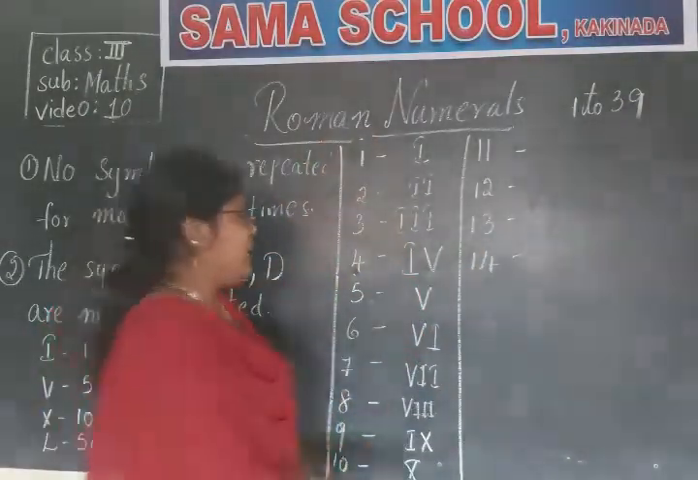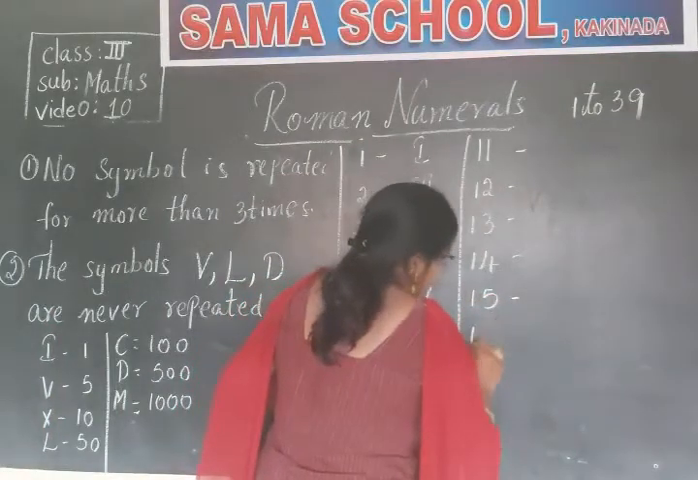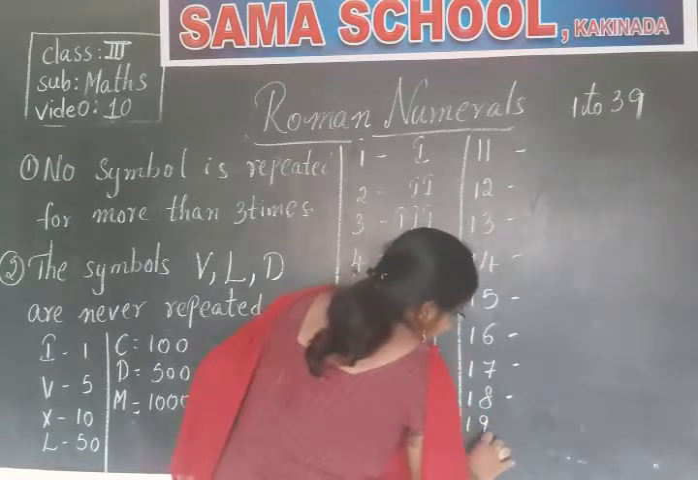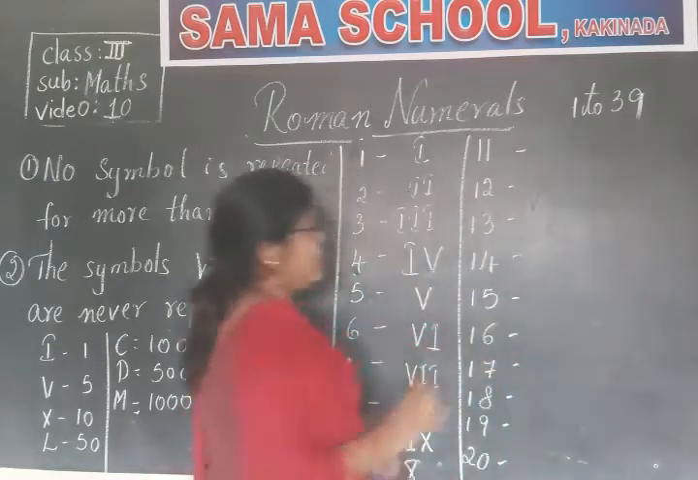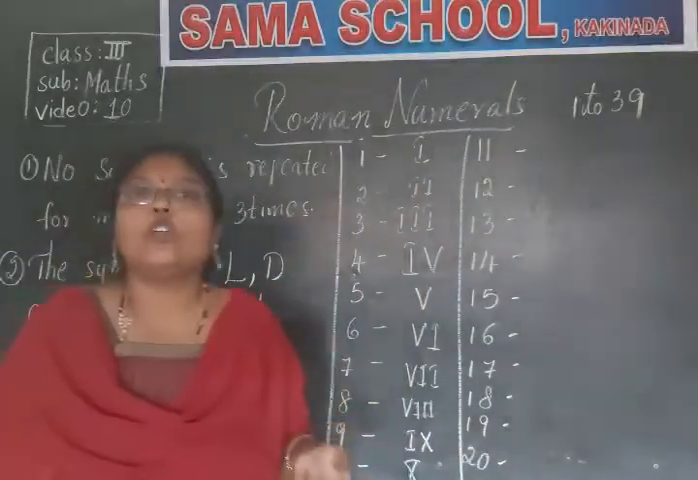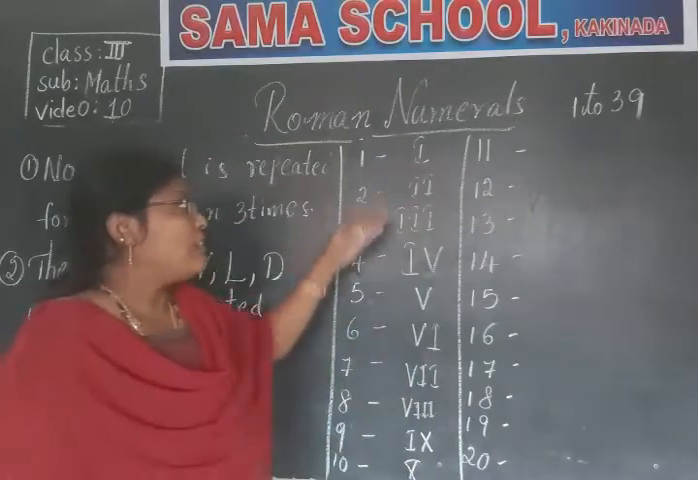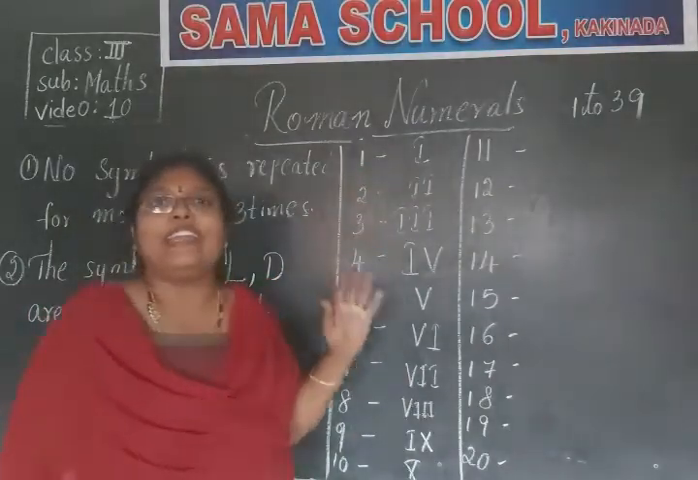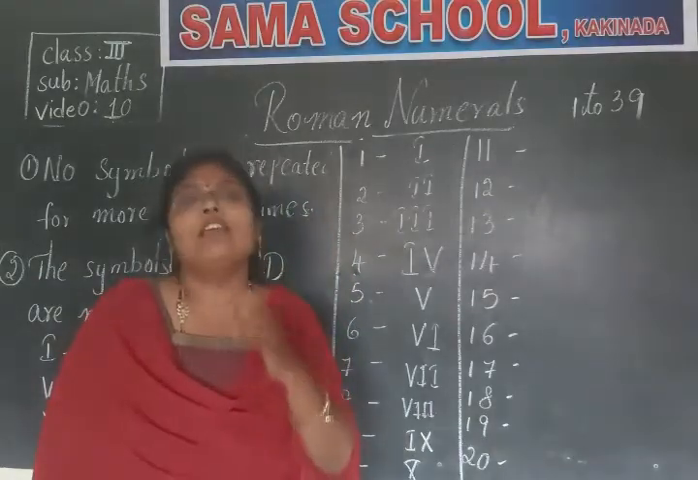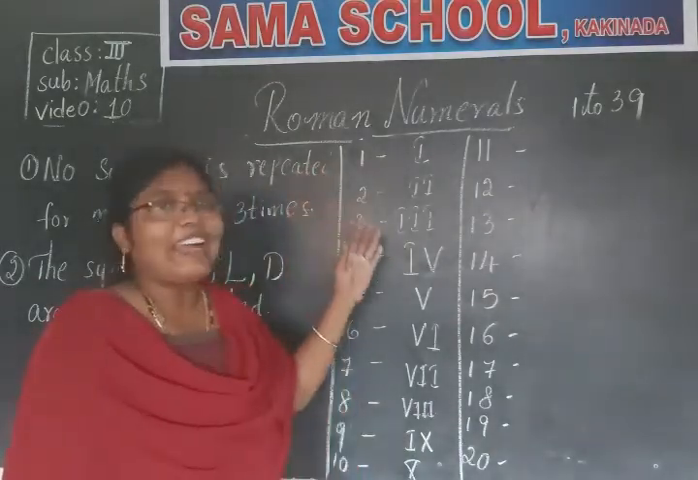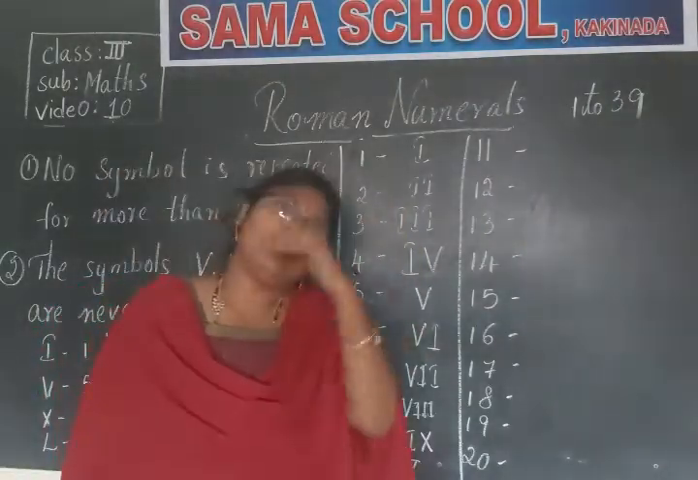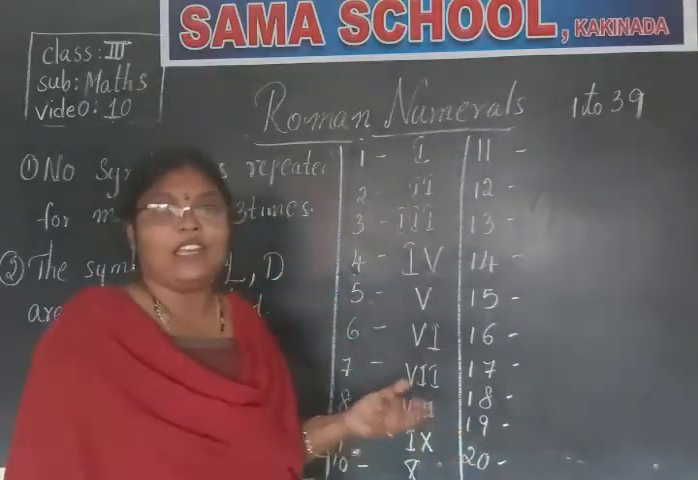So, up to 20, let me write the numbers. 16, 17, 18, 19 and 20. Right, 10 plus 1, 10 plus 2, 10 plus 3 and so on. So, what you have to do? Before these 1 to 10 numbers, if you add the symbol 10, what is the symbol for 10? X. So, if you add X before these 1 to 10 symbols, you will write 20 numbers. You can write 20 numbers.